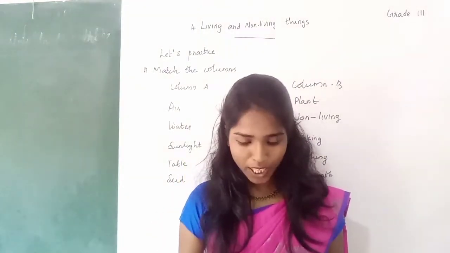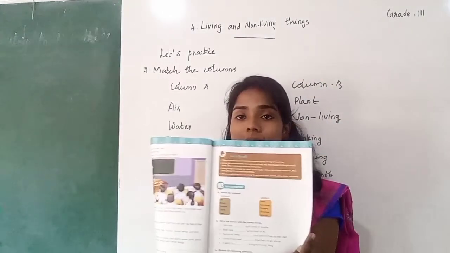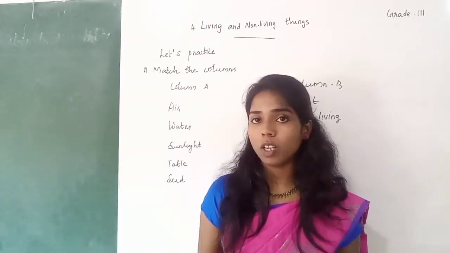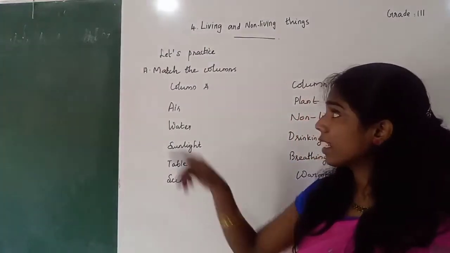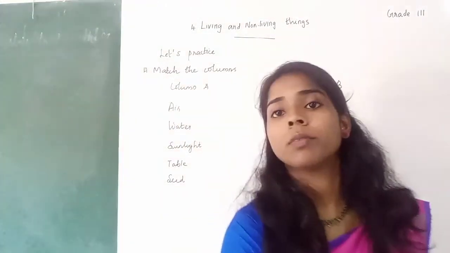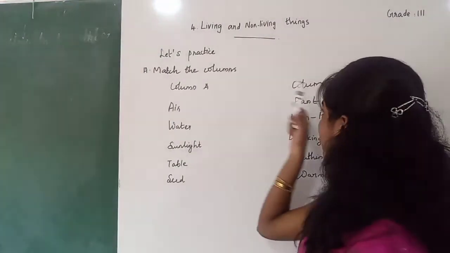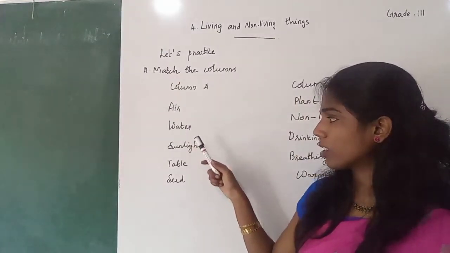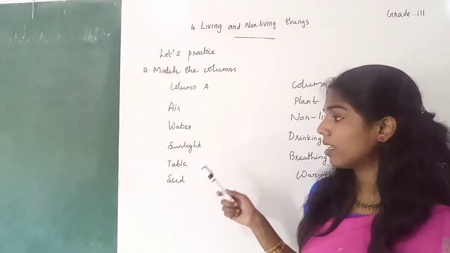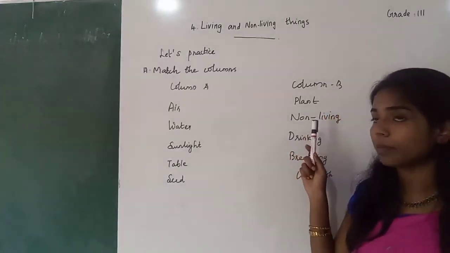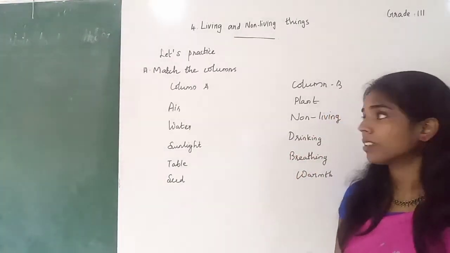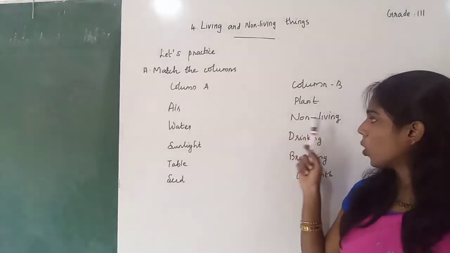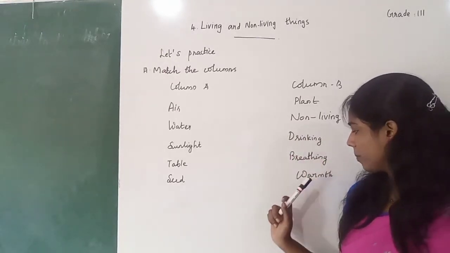Take page number 45. Let's practice section is there, right? So first one, A, match the columns, right? So now we are going to complete A, match the columns, okay? So we have to match column A with column B. So now read column A: air, water, sunlight, table, seed. Then column B: plant, non-living, drinking, breathing, warmth.